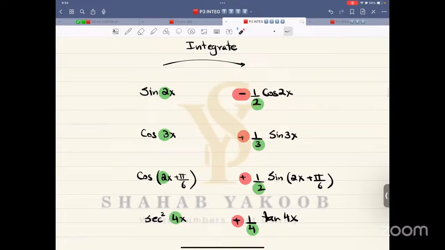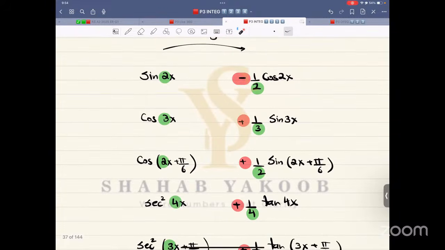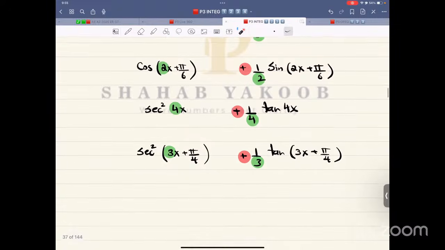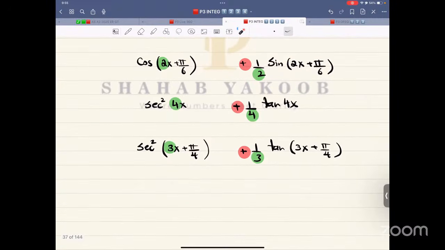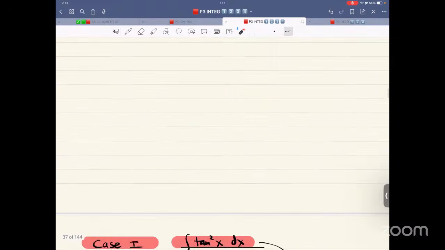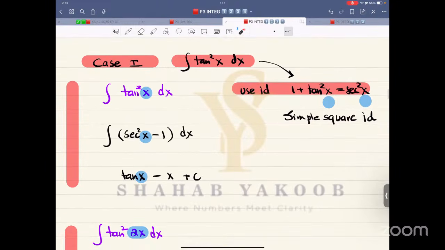Some basic integration, you can have a good look. Sine 2x integrates to negative half cos 2x. Integral of sine is negative. So with differentiation and integration, be very vigilant, because sometimes people mix the two. Sometimes people mix the product rule and integration by parts also. I'll just go through the cases quickly.